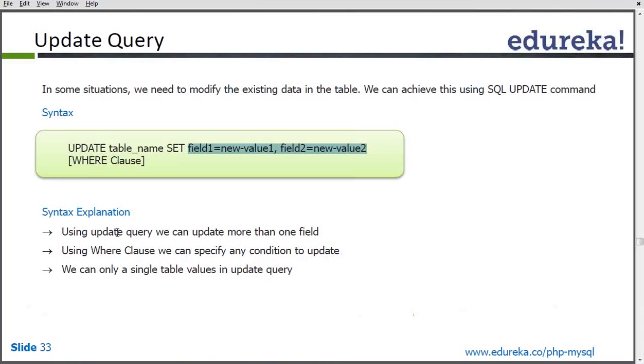So here is a bit of syntax explanation. Using the update query, we can update more than one field. Definitely we can do that simply by giving comma separated field value pairs.